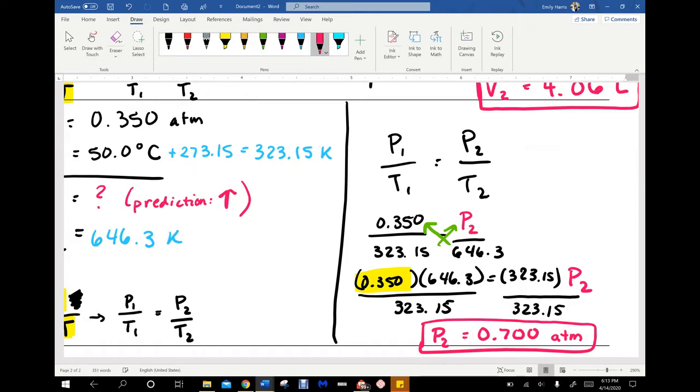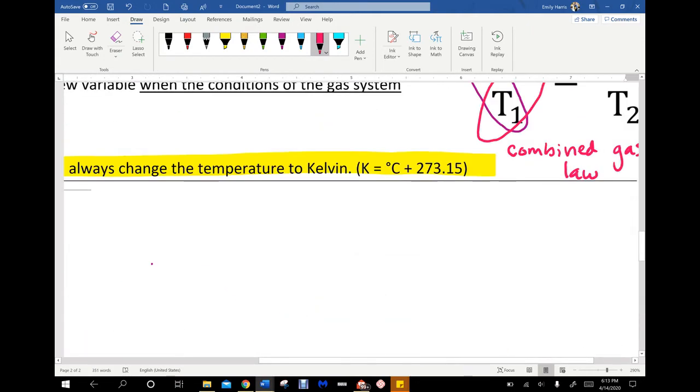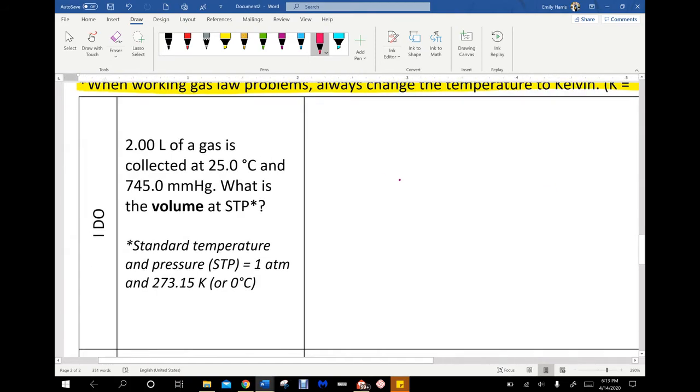All right, so now just one more example. Thank y'all for hanging in there. So let's go back up to the top real quick and work that last I do problem. And we'll talk about what makes it a little different than the other 3 problems that we've worked.